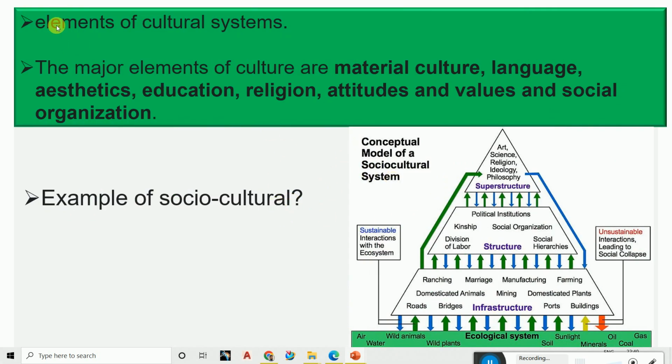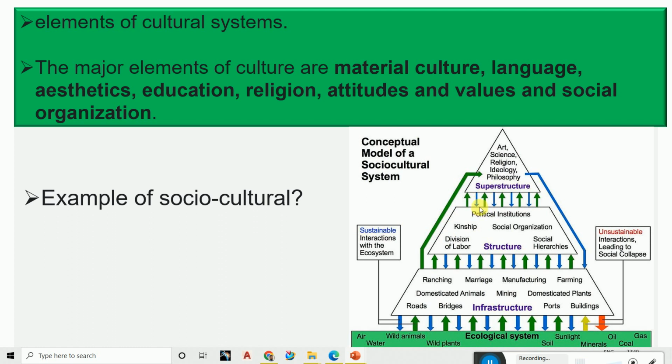Okay, so here are the elements. What are the elements of the social culture system? They are material culture, language, which language you are speaking, and ethics. What are your ethics? Education, what is your basic education? Religion, what is your background in religion? And attitudes and values, and social organization. So this is the main example.